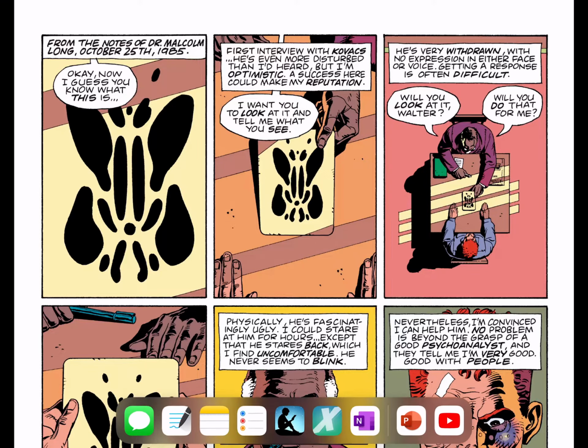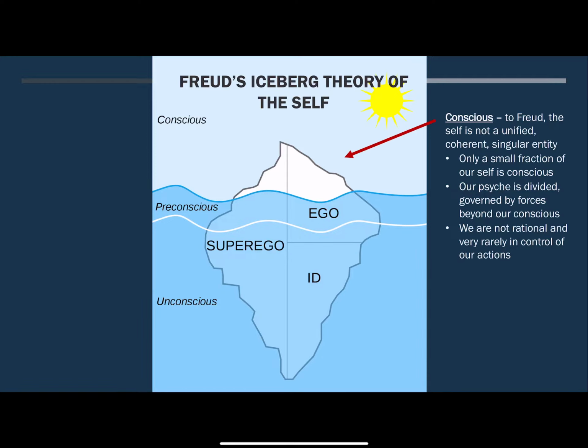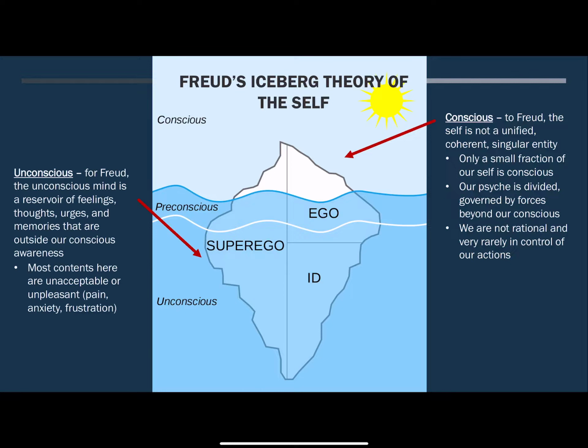So just to give a brief review, or perhaps it's your first time looking at Freud, here's Freud's iceberg theory of the self. And very briefly, you could pause this video and look at these subpoints in greater depth if you want. The key idea of the Freudian theory of the self was that the self is not a unified, coherent, and singular entity, that we are not in fact conscious of most of the things that happen to us, and that in fact most of the reservoir of our feelings, thoughts, urges, memories, the things that really explain our behavior in a deep and profound way, are outside our conscious awareness. They're in what Freud would call the unconscious.